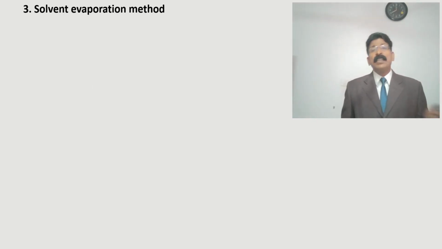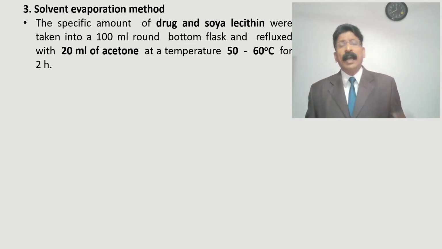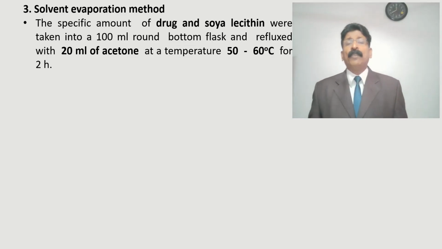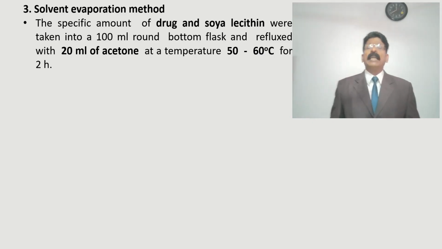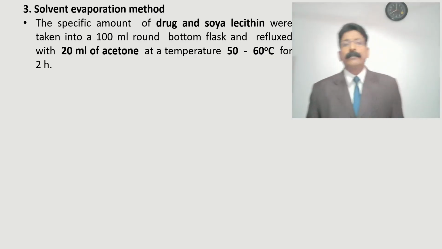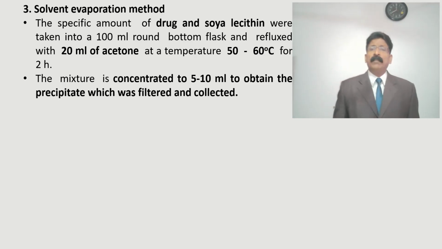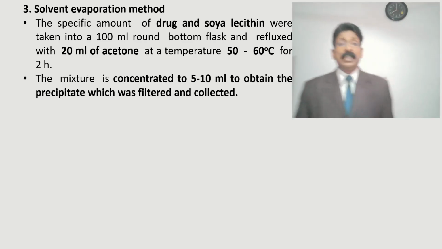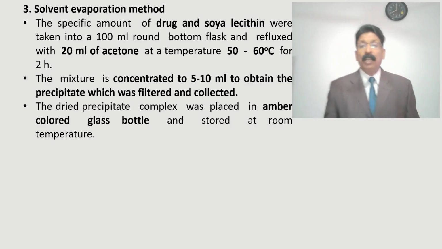Solvent evaporation method is an interesting method. You can see the specific amount of drug and the soya lecithin were added in a 100 ml round bottom flask, reflux as we did in the first one. 20 ml of acetone here. You have to remember the chemicals which you are using in different forms. Acetone at a temperature of 50 to 60 degrees centigrade for 2 hours. The mixture is concentrated to 5 to 10 ml to obtain a precipitate which can be filtered and collected. The dried precipitate complex was placed in an amber colored glass bottle and stored at room temperature.